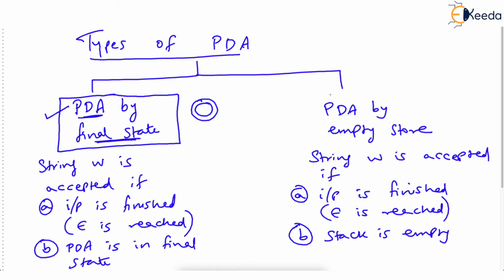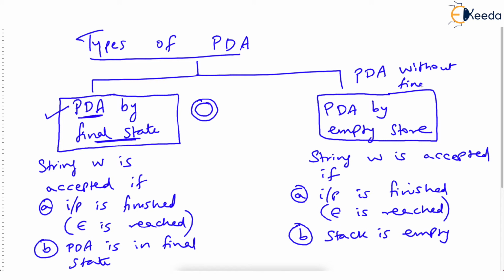But then you will be surprised to know that we can construct a PDA without a final state. That means a PDA need not have a final state. A PDA without accepting state or without final state is called a PDA by empty store. Empty store means empty stack. Now, before I proceed, let me tell you that both these PDAs are equivalent.